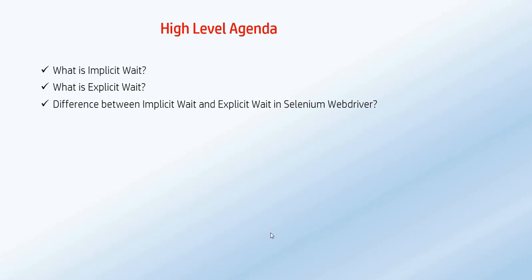First, we will write code for the implicit wait, and we will discuss what exactly implicit wait is, and after that we will discuss what exactly explicit wait is, with respect to the test script, and finally we will discuss what exactly the difference is between both the test scripts. Let us jump to the Eclipse IDE.